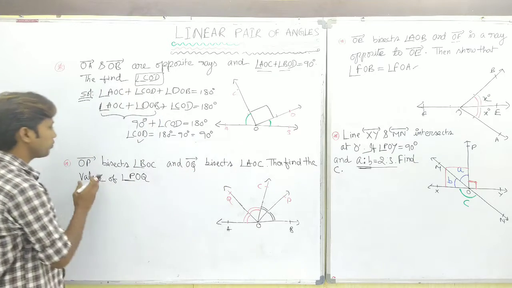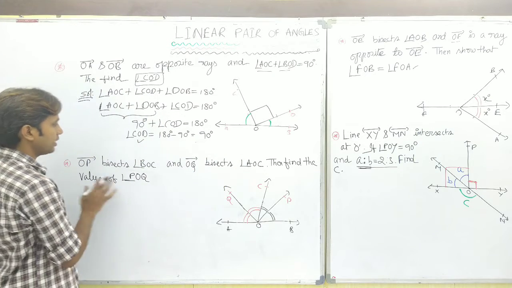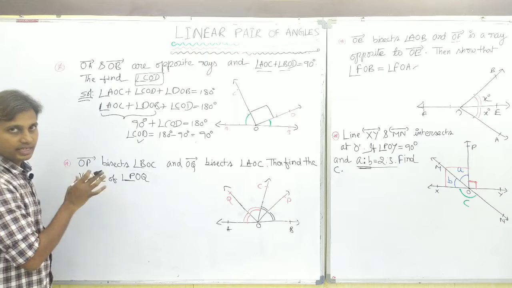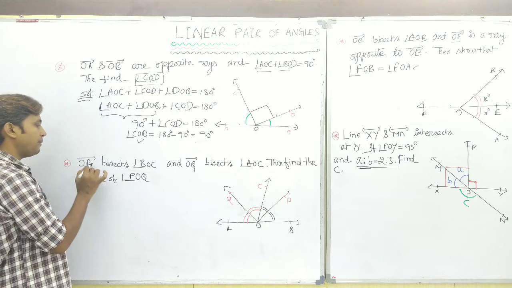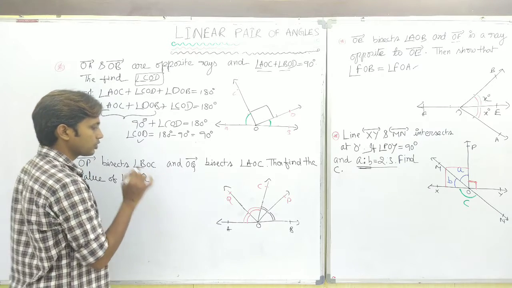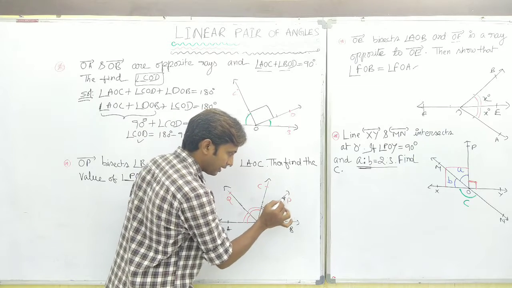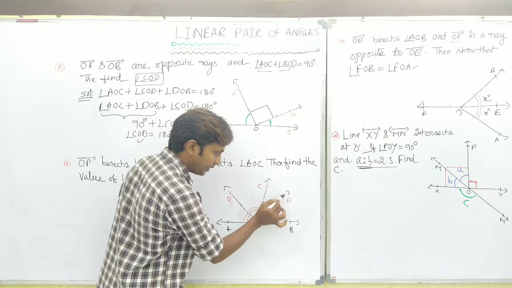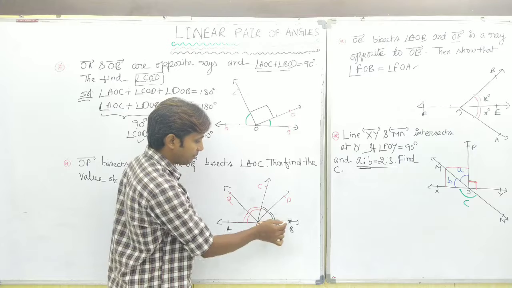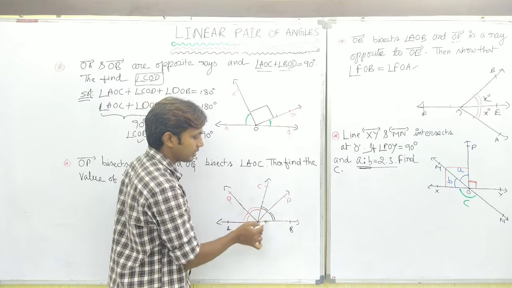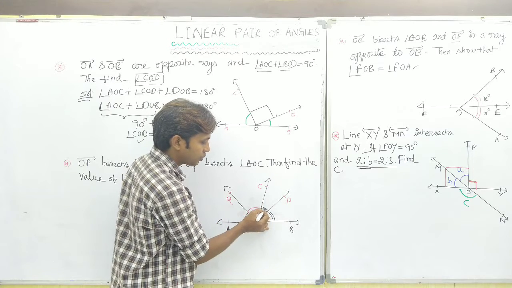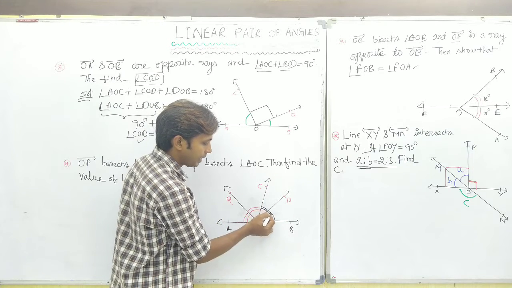Next, let us go for solving the second one. Now what is asked to find? Just see and observe. See here, OP bar bisects angle BOC. OP means which ray? This one. I am showing you with the pen. This is OP, which is bisecting angle BOC. This is bisected. That means these two angles are the same.